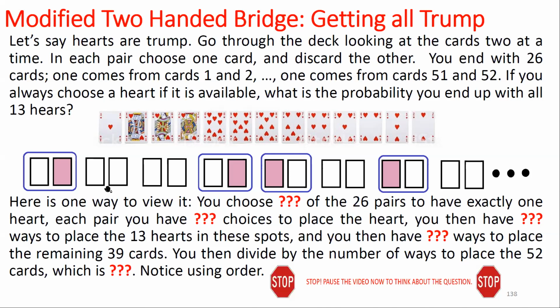So for instance, how many ways can you choose some number of the pairs to have exactly 1 heart, and so on and so on. So I'm going to pause it now and let you think.